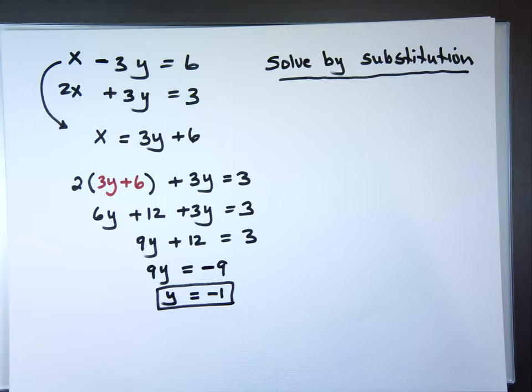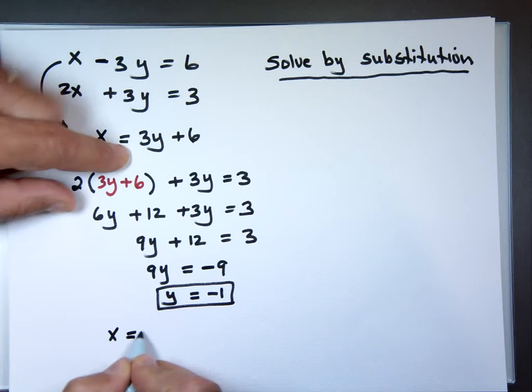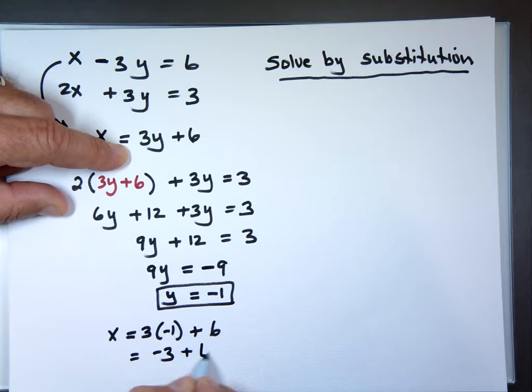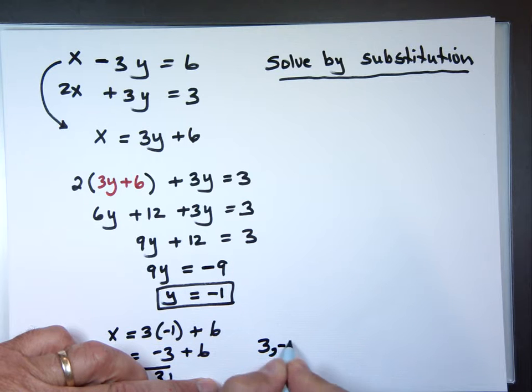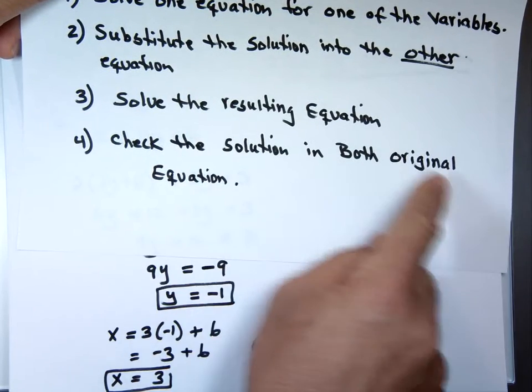If I know y, can I find x? X equals 3 times a negative 1 plus the 6. That's a negative 3 plus 6, which is 3. So my solution, if I was to graph this, they will intersect at 3 comma negative 1. And now the last step is check the solution in both original equations.